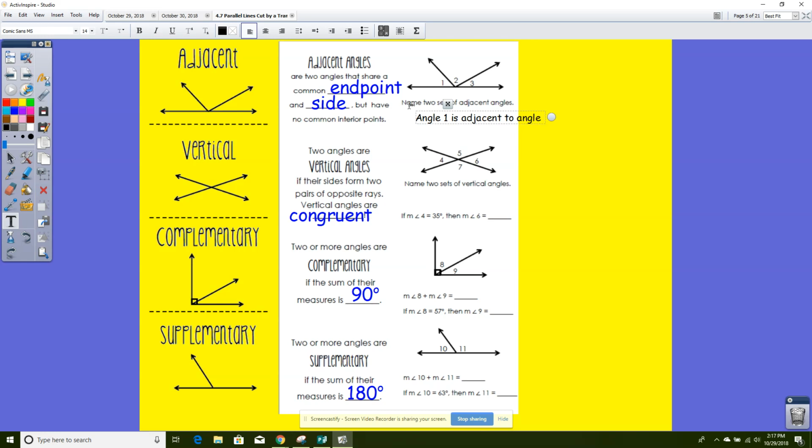And then angle 2 is adjacent to angle 3.